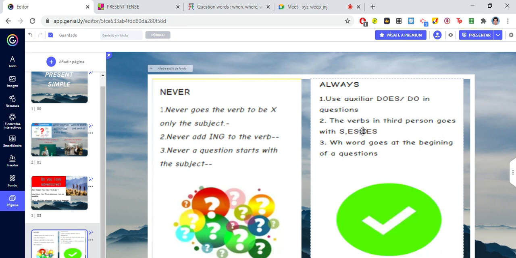Okay? You are going to study in the classes with the teacher when we use this specific conjugation. But in most of the cases, the conjugation is with s when it's third person. When the subject is he or she, I say he plays, he sings, she eats. Okay? Remember. And finally, WH words go at the beginning of the question.